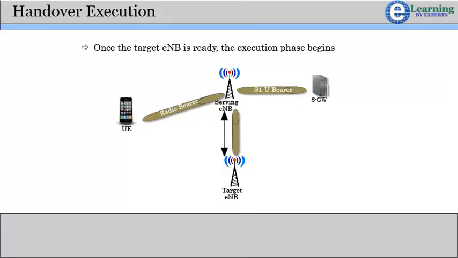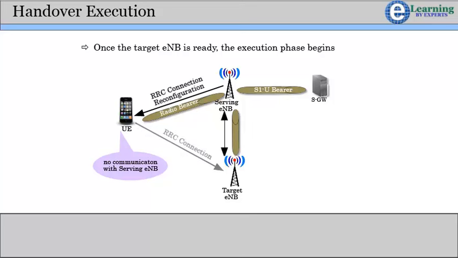Once the target ENB is ready, the execution phase begins. The serving ENB begins to forward any downlink packets to the target node B over the X2 data forwarding tunnel and tells the UE about the resources assigned by the target in an RRC connection reconfiguration message. Once the UE receives this message, it is no longer communicating with the serving cell, and will establish an RRC connection radio bearer with the target ENB.